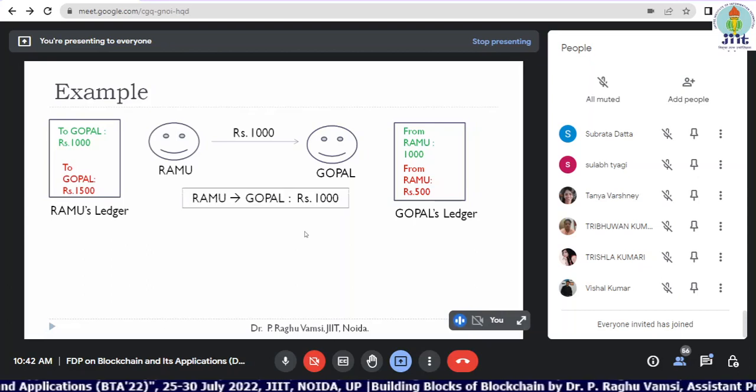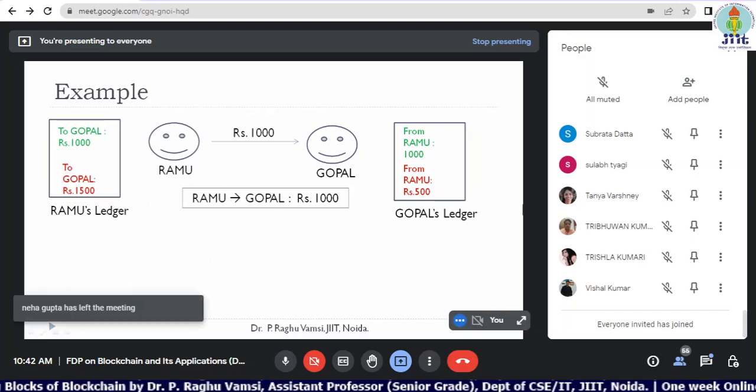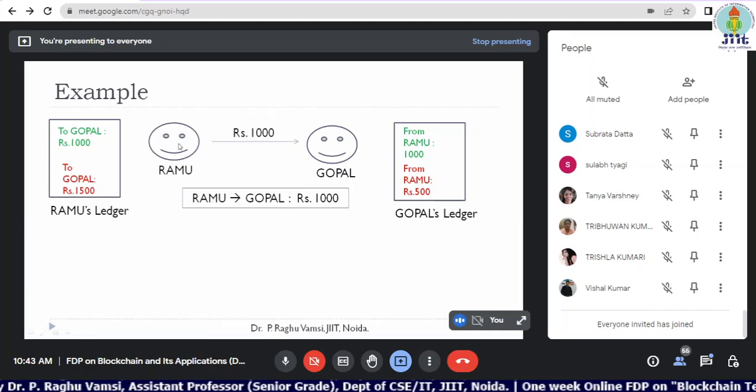So now the transaction was like this: Ramu to Gopal, rupees 1000. As I told you, you may also add a timestamp before this, that is, the date and time on which he is sending, and the amount. So for this particular transaction, when blockchain is introduced, how can the verification be done? Whether Ramu really holds this much amount, 1000 rupees.